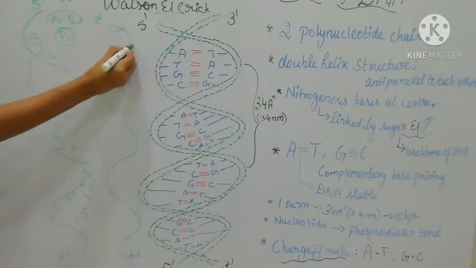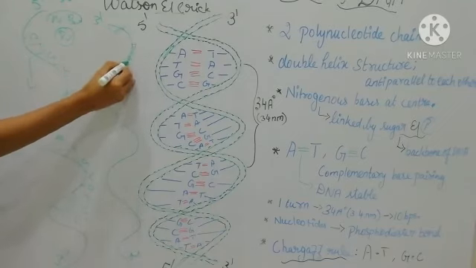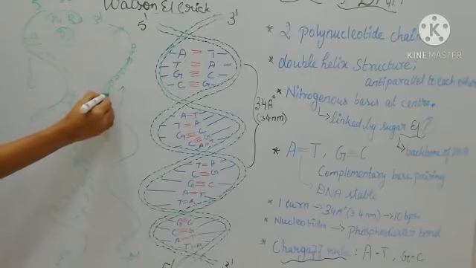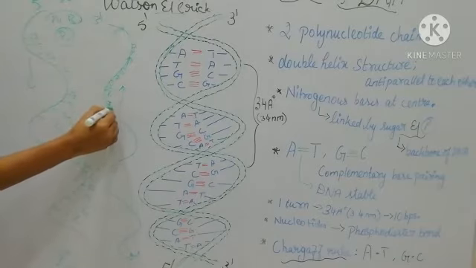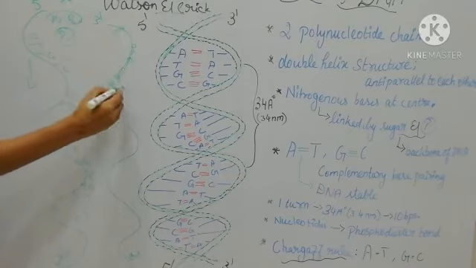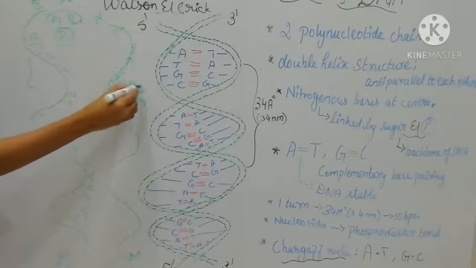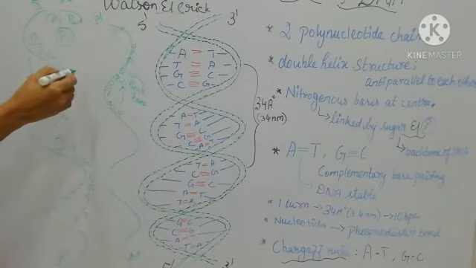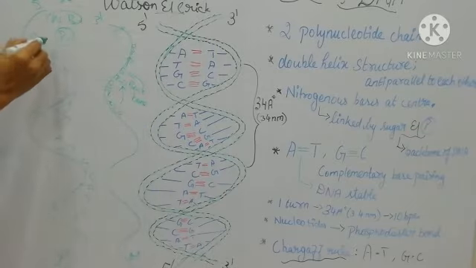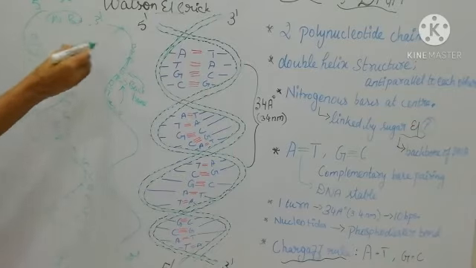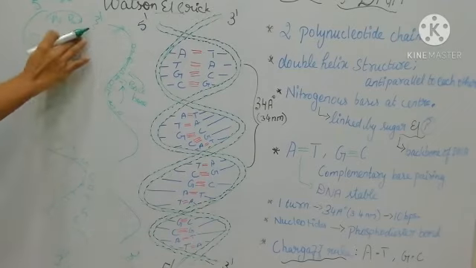So here the sugar molecule and the phosphate groups are present, and they are the backbone of our DNA. So the backbone of the DNA is the sugar and phosphate group. And here the adenine will always pair with the thymine, and the guanine will always pair with the cytosine.